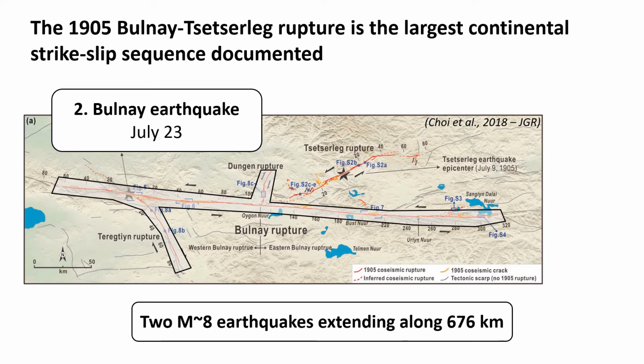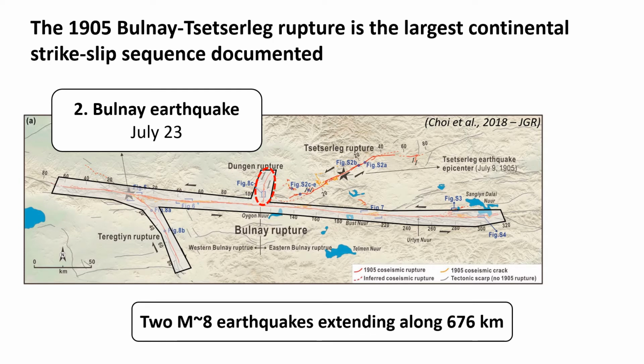2 weeks later, a second earthquake ruptured the whole Bulnay fault along almost 400 kilometers. The rupture also propagated along another secondary structure in the west, the Terektin fault, which is an antithetic branch extending south of the main Bulnay fault. And in the center, it seems that the Dungen fault, which is a small perpendicular branch located north of the main fault, was also activated.